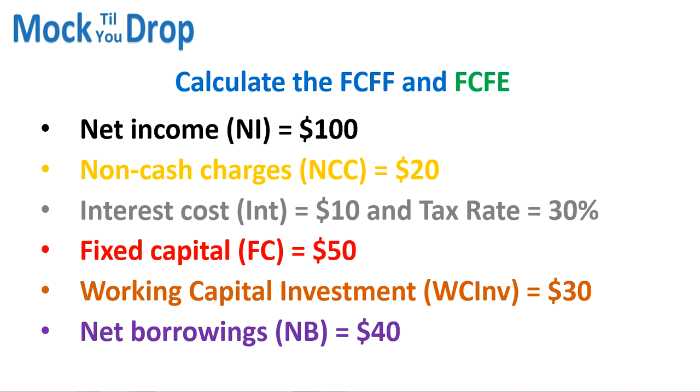Lastly, we have net borrowings. If you remember from before, net borrowings is added to free cash flow to equity because it's cash from loans. However, it can also be subtracted from free cash flow if the loan repayment is greater than the money received.